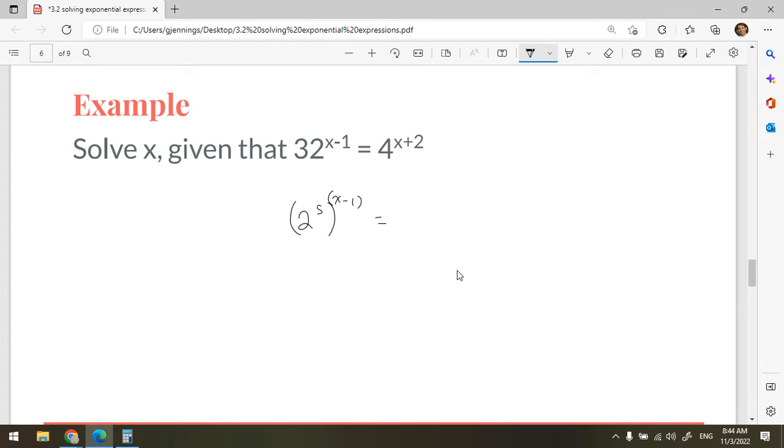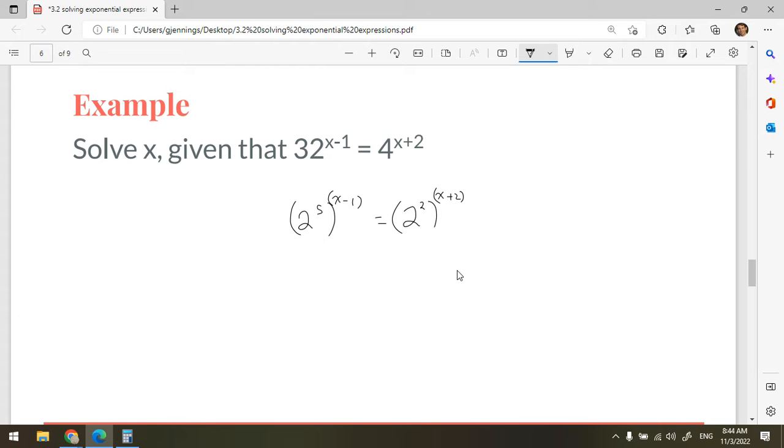And that's equal to 4. 4 is a power of 2. What's that? 2 squared. So I'm going to rewrite 4 as 2 squared. And then I'm going to write that as x plus 2. Okay? All right, now we've got them with the same base. But we've got powers of a power on both sides. So let's resolve our powers of a power first.